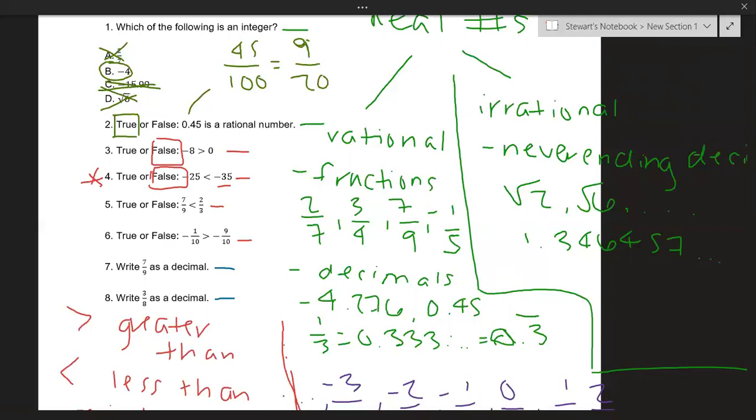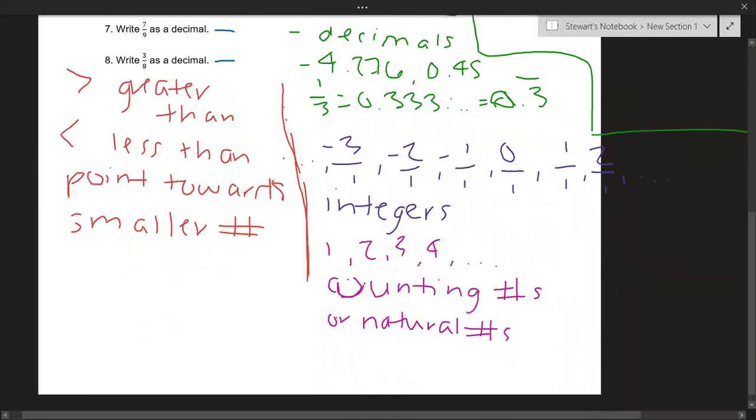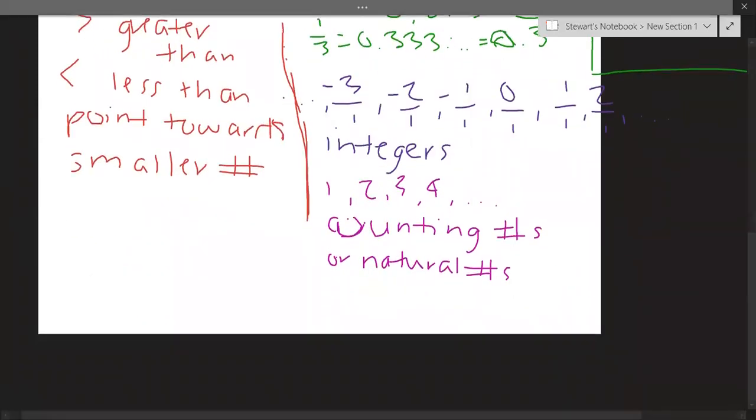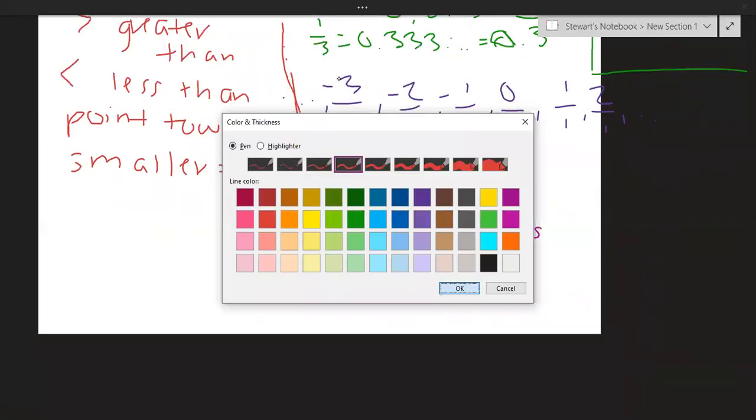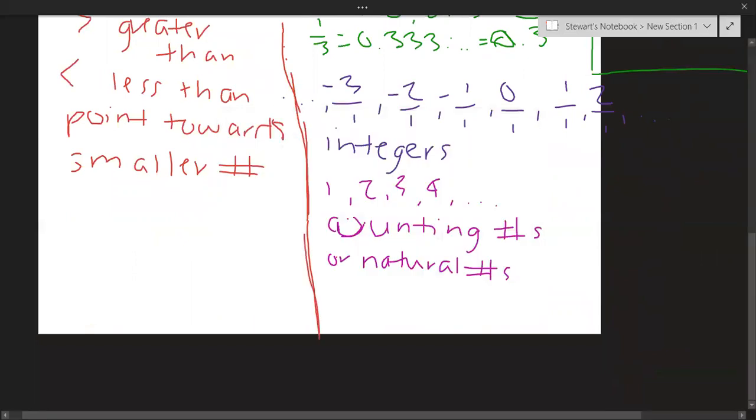Next, true or false, 7/9 is less than 2/3. In this instance, we are comparing two fractions with unlike denominators, which is a problem because we can't really say anything about those for sure. So let's consider these down here and see what we can do to compare the two numbers together.